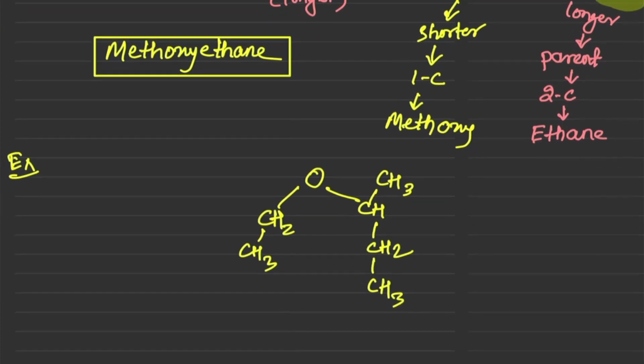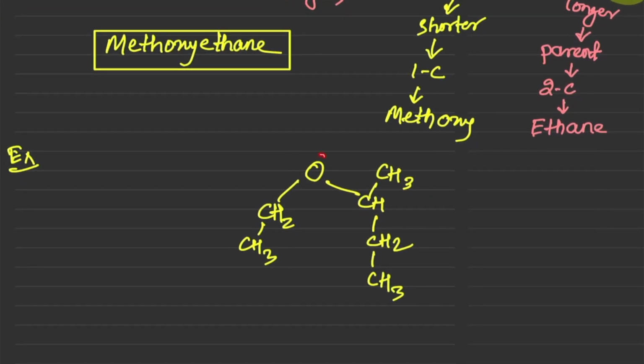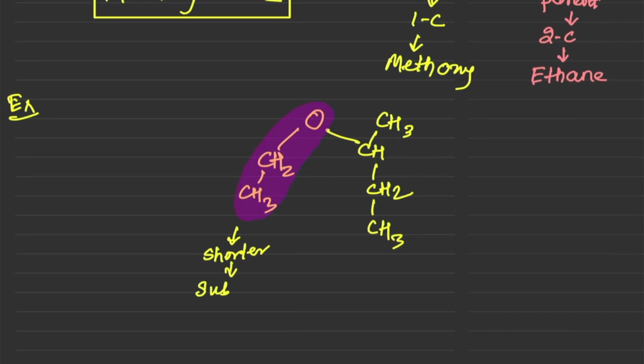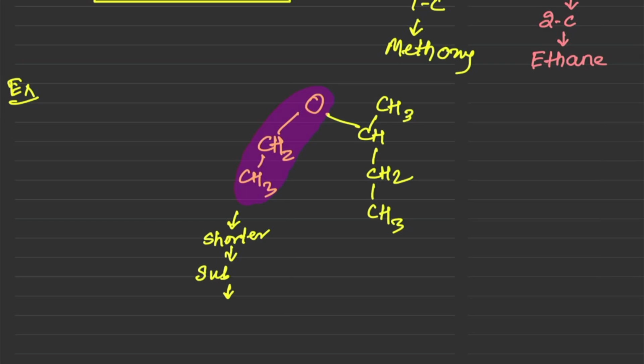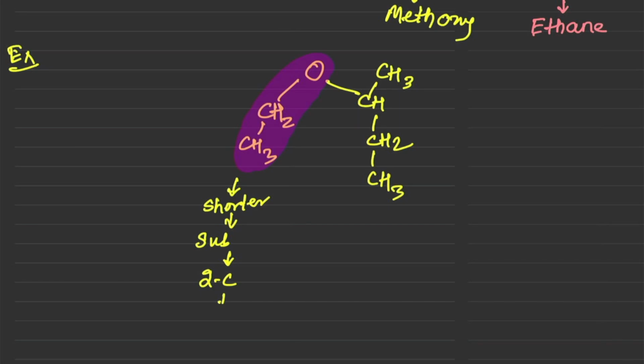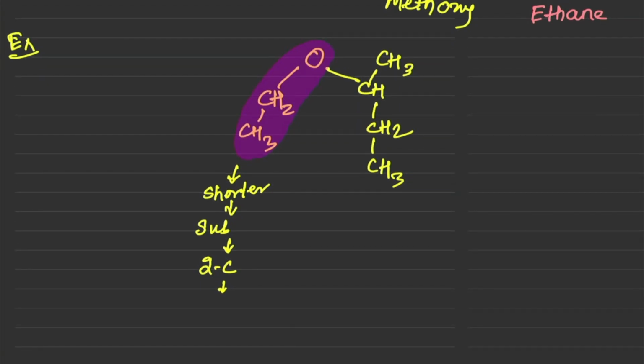Okay, so how would you name this one? So you have a functional group, oxygen, and there is a carbon chain. So this is an ether. So this side is obviously shorter. So shorter means this would act as a substituent. And how many carbon atoms does this one have? This one has 2 carbon atoms. So if you have 2 carbon atoms, what is the name? We use eth.